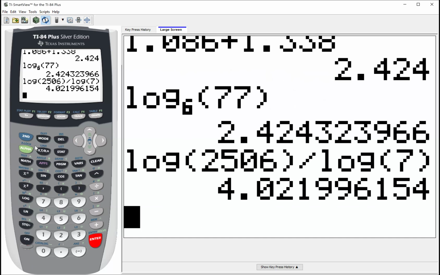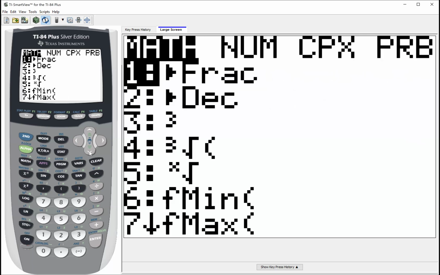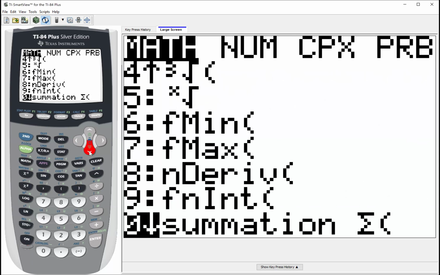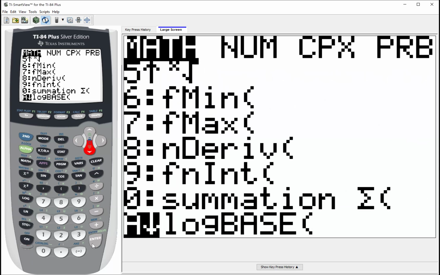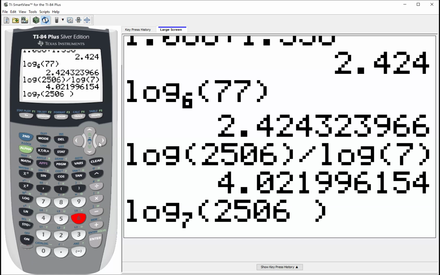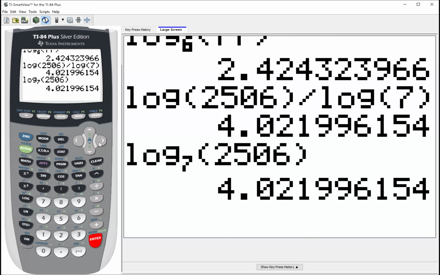And I want you to see you're going to get the same thing if we do the change of base in the calculator. So look, go to math, go down to log base if you have it. So this is log base 7 of 2506. And we get the same answer. You see 4.02199.